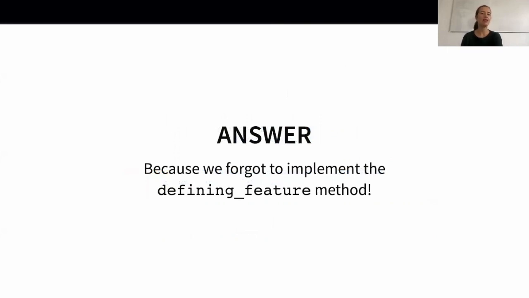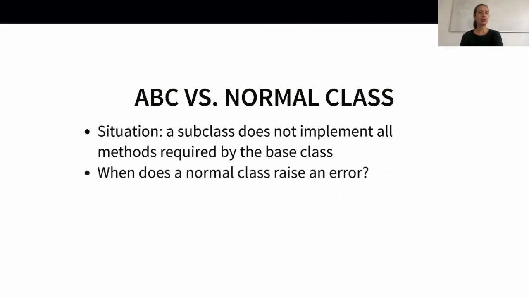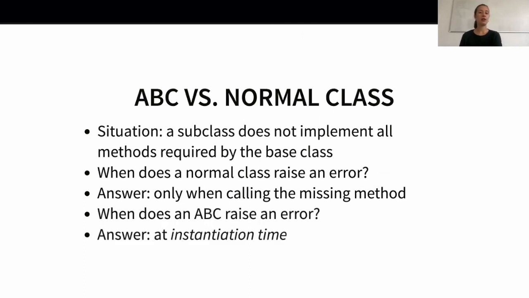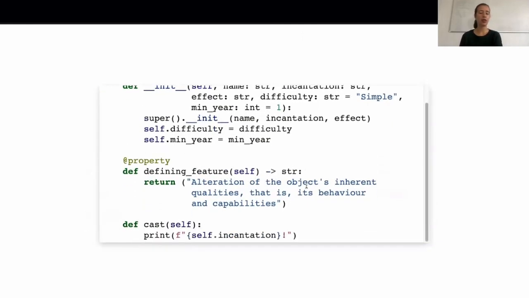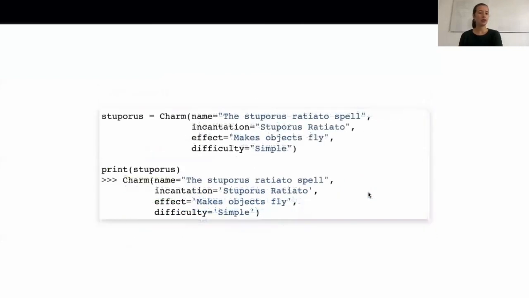And this highlights a big advantage of using abstract base classes. Let's say we have a subclass that does not implement all the methods required by the base class. When not using abstract base classes, we notice this by getting an error quite late, namely only when calling the missing method. With abstract base classes, we get an error already at instantiation time. So a proper implementation of the Charm class would look as follows. In this implementation, we have implemented both abstract methods, the defining feature method and the cast method. The rest stayed the same compared to the previous implementation. We should now be able to instantiate the Charm class, which you can see here. It works just as expected.